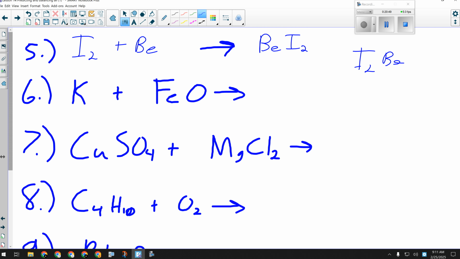All right. How many people have done 6? Okay, let's have a look at 6. What kind of reaction are we looking at there? Single replacement. We got an element, potassium, reacting with an ionic compound. In this case, iron 2 oxide. How do I know? Because oxygen has a charge on it too. I've got to look here.